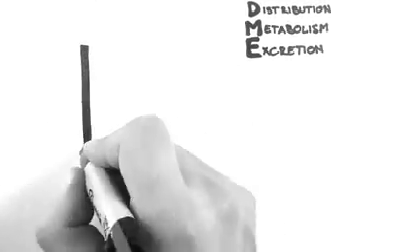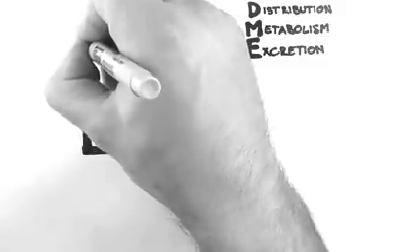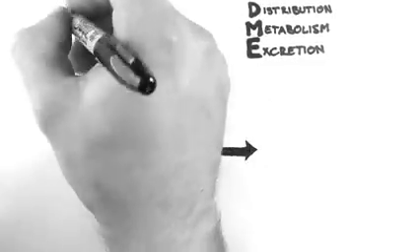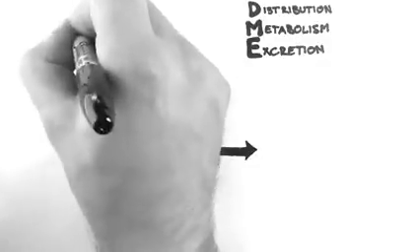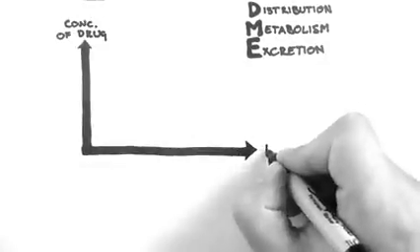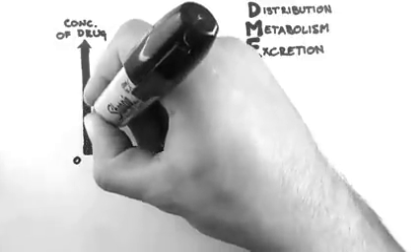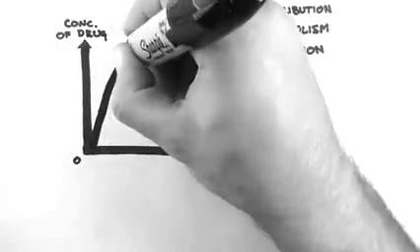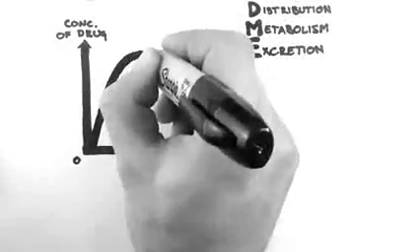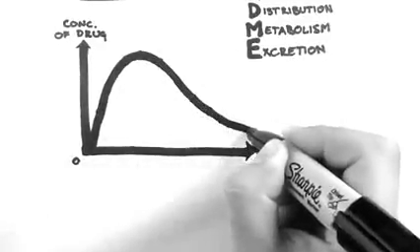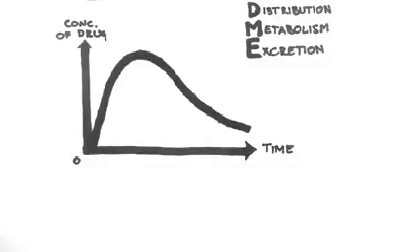So I'll begin by drawing a graph. And here on the y-axis, we have the concentration of drug within the body. And on the x-axis, we have time. So if we give a person a drug at time 0, then we will see the concentration of the drug go up, and then it will fall slowly as the drug is removed from the body. And that's what we see on this graph.